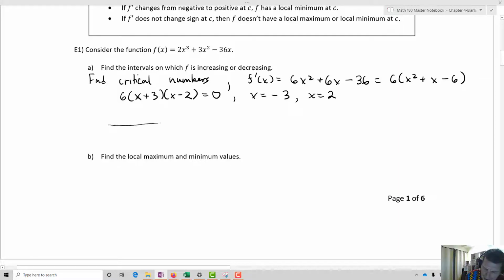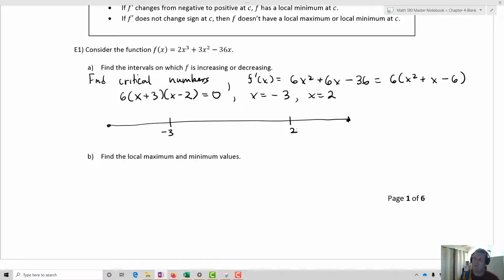Then I'm going to draw a little line and do some testing. I'll start out, here's negative 3, here's 2. By the way, since this is a polynomial, it's differentiable everywhere, so we don't have those other problematic critical numbers. So what I'll do first is choose a value less than negative 3. Say I'll take negative 4.